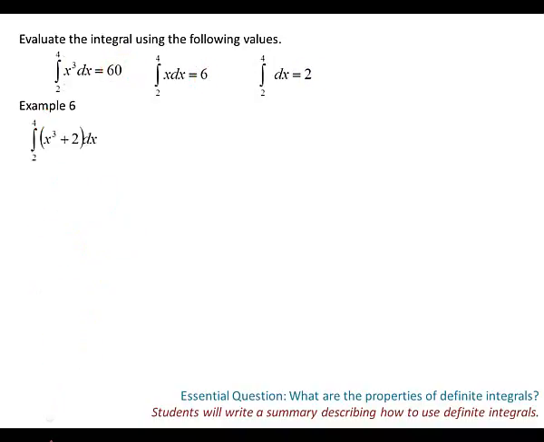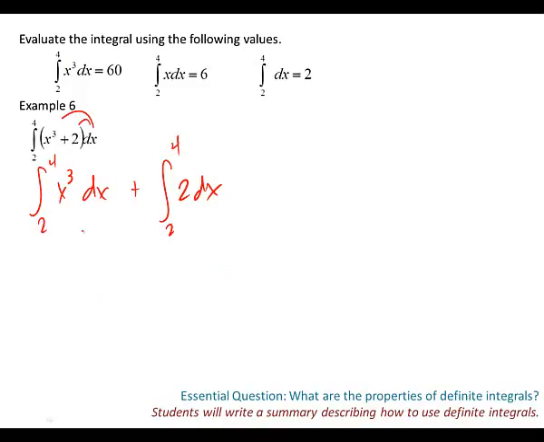All right, looking at 6. I've got to try to get it down to these things here. So one of the other properties is if I have two functions, I can take them apart and integrate them separately. So that's what I'm going to do with this one. So from 2 to 4 of x cubed. When I do that, technically this gets distributed, so I throw the dx after both of them. Of 2 to 4 of 2 dx.